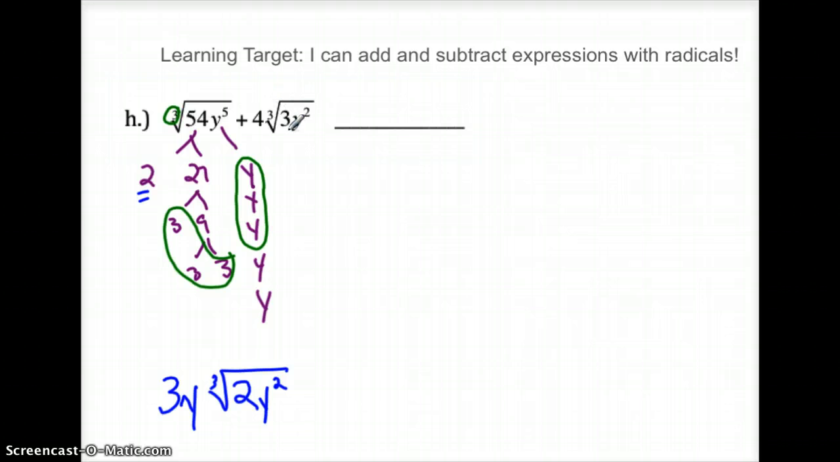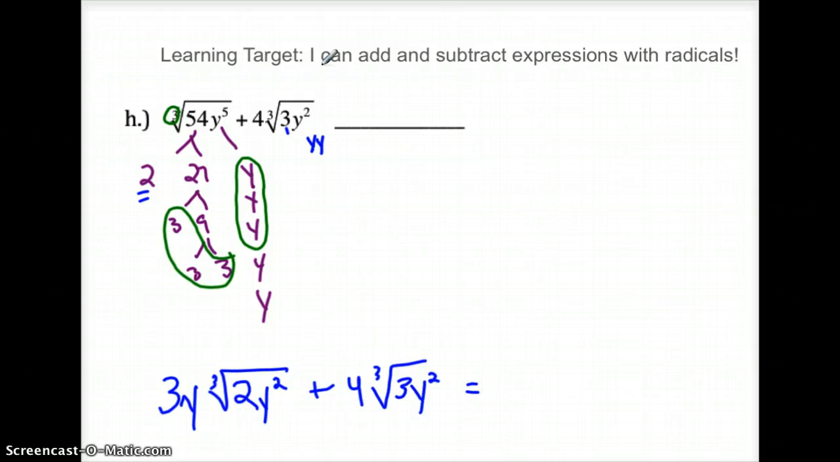Now let's look at the second guy. Well, I can't factor tree a 3. And I only have 2 y's. I don't have enough to circle a set. So, here's another boring second term. Man, he's going to stay the same. Let me just rewrite him real quick.